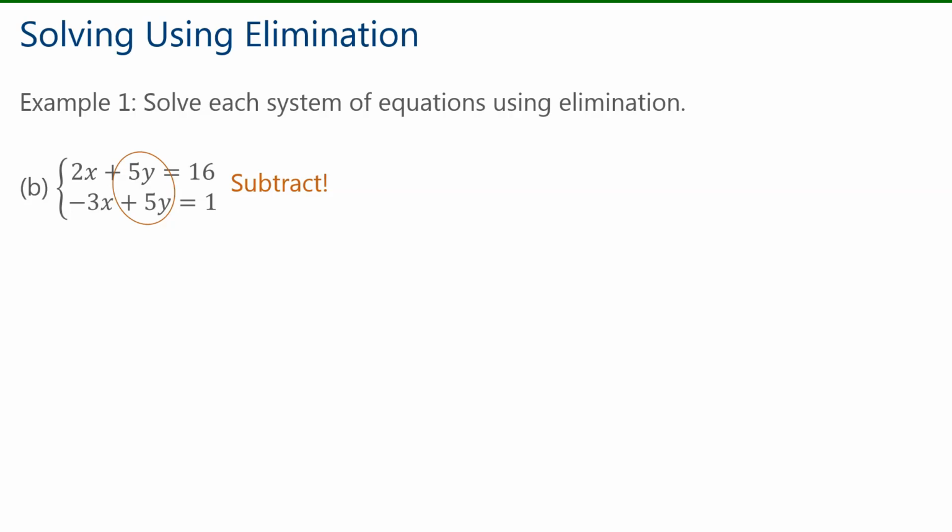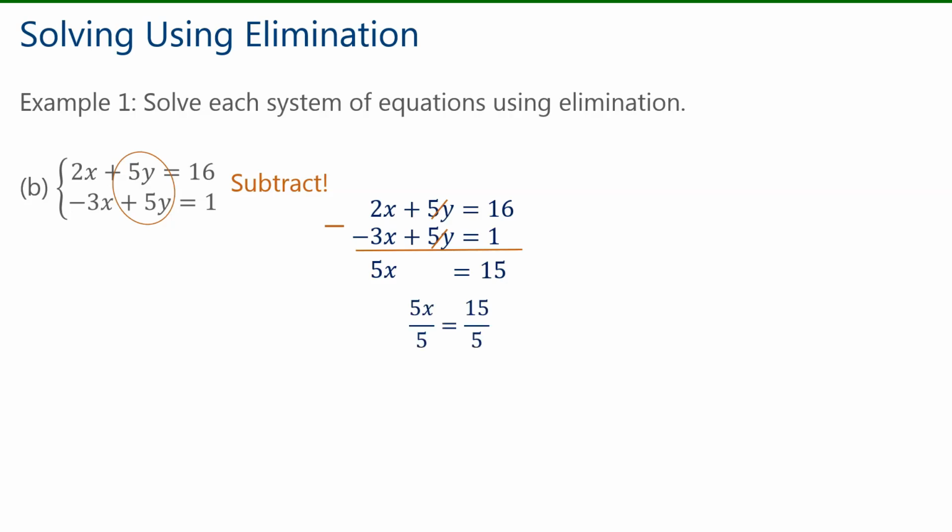So let's do that. So I have my first equation, subtract the second equation. Now 2x minus negative 3 is 5x. 5y take away 5y is 0. And 16 take away 1 is 15. So we have 5x equals 15. We can just divide both sides by 5 now, giving us that x equals 3.